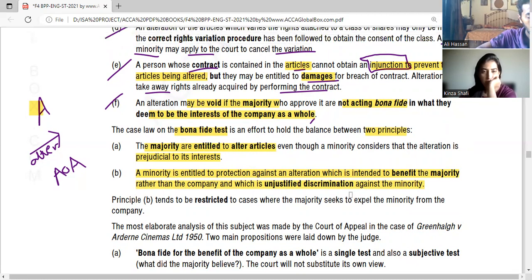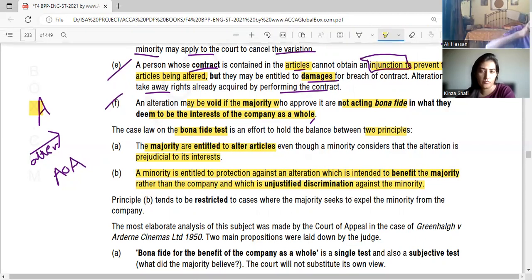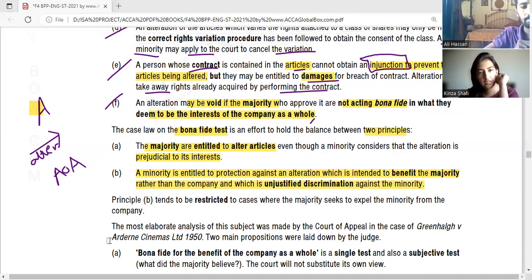क्या मतलब? केस लॉ ऑन बोनाफाइड क्या कहता है? टेस्ट कैसे दो प्रिंसिपल्स पे बेस करते हैं? व्हाट आर दोस टू प्रिंसिपल्स? The majority are entitled to alter the articles. पढ़ लीजिए तसल्ली से दोनों और फिर समझाइए। Majority are entitled to alter the articles. Shall I go with? No, minority to protect against an alteration, which is intended to benefit the minority.